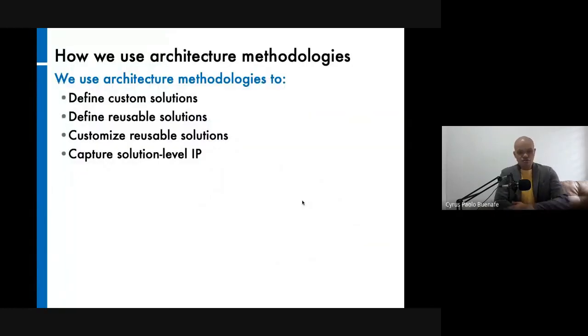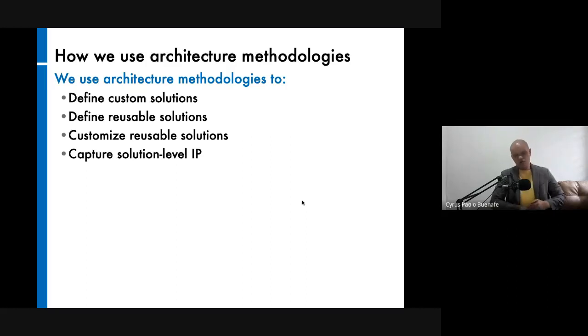Okay, we use architecture methodologies to do what? Basically, well, the most obvious ones would be to come up with solutions, right? Define custom solutions. So remember the principle behind our framework is that we try to solve problems. So we identify the problems, we come up with their solutions. And we like to use that phrase, everything you need and nothing you don't. So definitely having a solution architecture in mind, it enables us to come up with custom solutions.